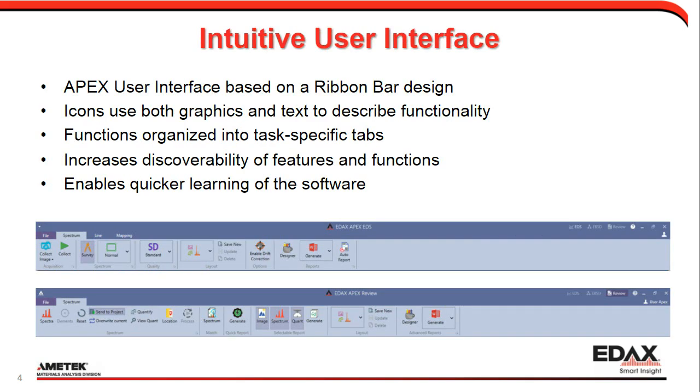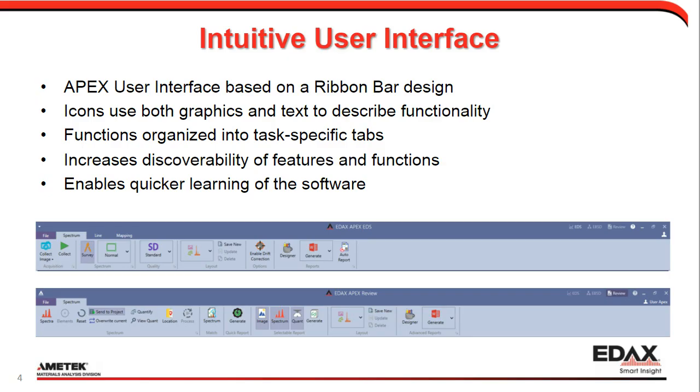The Apex 2.0 has an intuitive user interface. The most commonly used features are available on the ribbon bar. The icons use both graphics and text to describe functionality. Functions are organized into task-specific tabs, such as spectrum collection, line scan, and mapping to help the users to identify specific functions. Here I'm showing you the EDS spectrum collection ribbon bar in the top and review mode ribbon bar in the bottom. The workflow is very easy to follow.